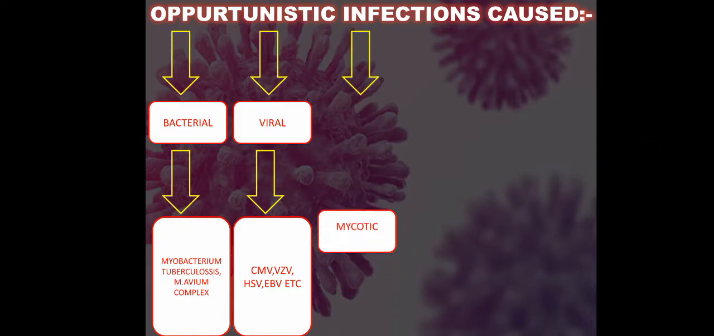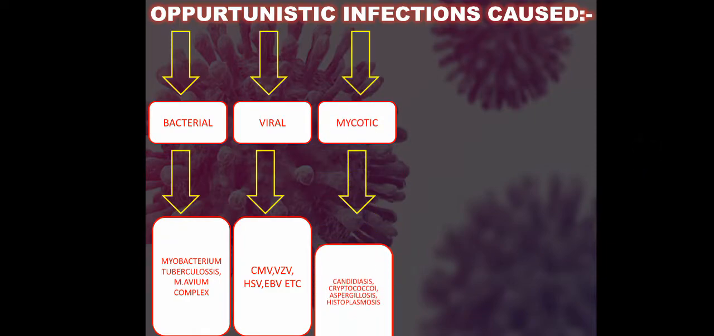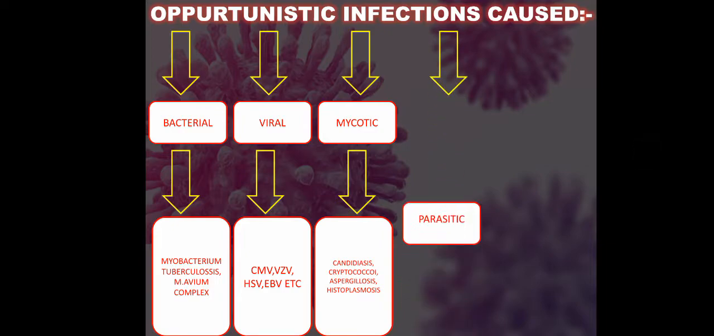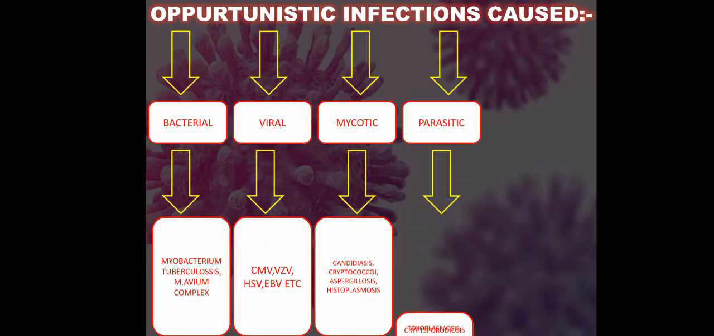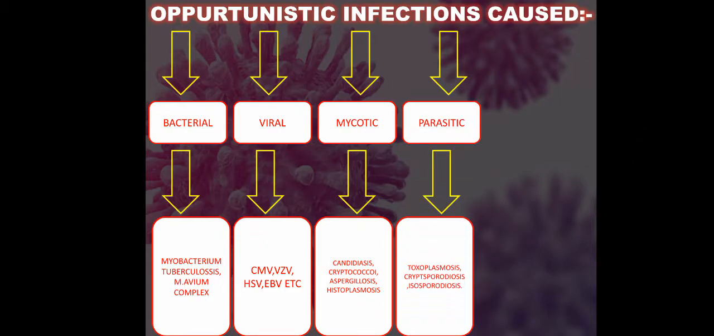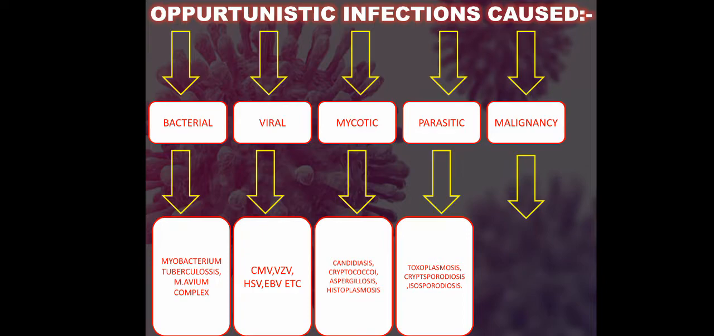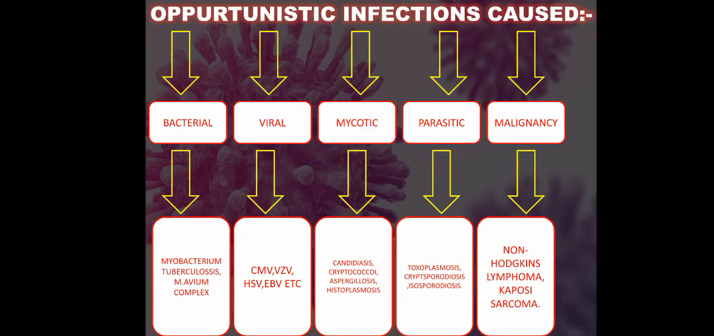The next one includes the mycotic infections, and the mycotic infections are candidiasis, cryptococcosis, aspergillosis, and histoplasmosis. The next one would include the parasitic infections. The parasitic infections are toxoplasmosis, cryptosporidiosis, and isosporidiosis. The last one would be that of the malignancies. The malignancies include the non-Hodgkin's lymphoma, that is the NHL, and the Kaposi sarcoma.